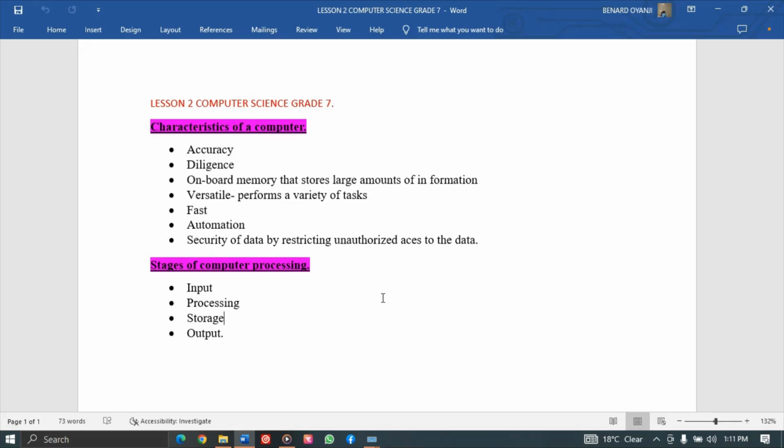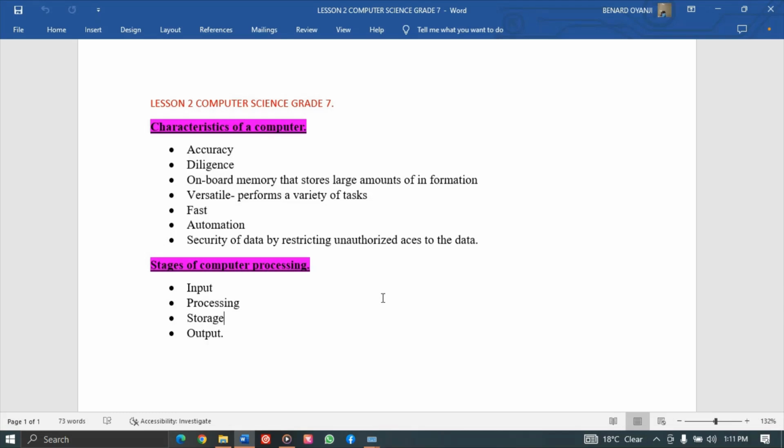So when you talk of input, you simply mean that there are some raw facts that you feed in. In our last lesson we defined data as raw facts. So you are going to feed raw facts into your computer for processing. That's step number 1, input, using the input devices. So we have different input devices.